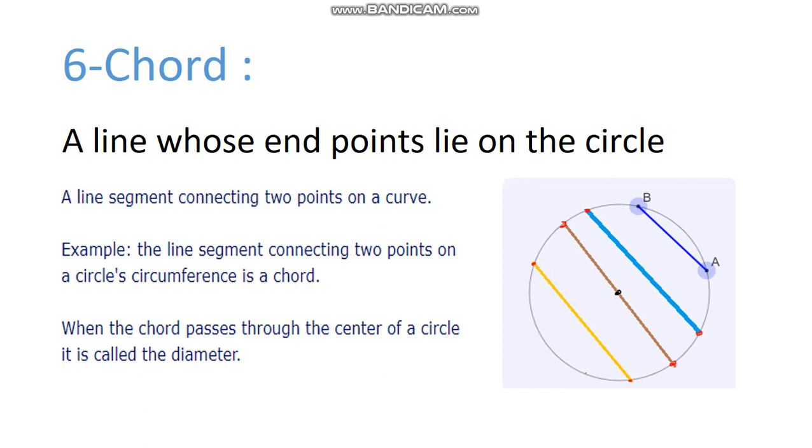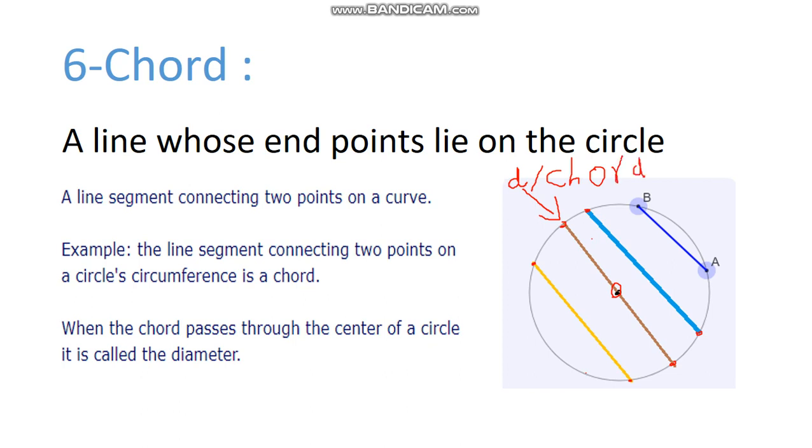Out of 4 chords, if you see this chord, the chord which I have marked here is a chord which is touching both the endpoints. At the same time, it passes through the center of the circle. As it is passing through the center of the circle, we call it also as what? We call it also as the diameter. It is a diameter and it is also a chord. Okay, I hope it's clear for you.